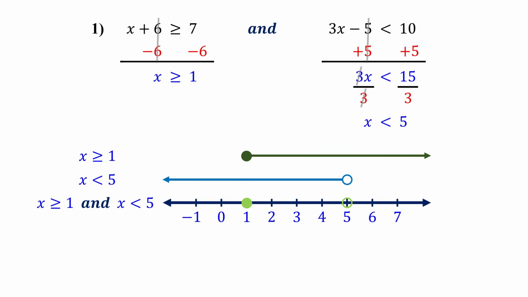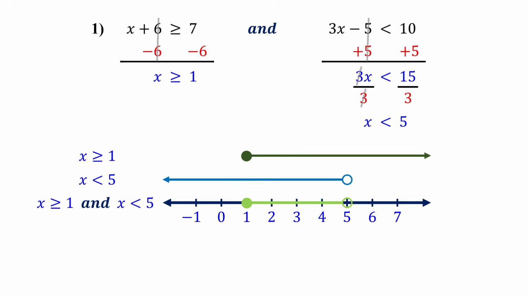All numbers between 1 and 5 are shaded on both graphs, right? That means they satisfy both inequalities. So they are all solutions. To show that, we shade the entire region between the two circles. This final graph shows all the numbers that satisfy both inequalities at the same time. It's the graph of the solution to the compound inequality.